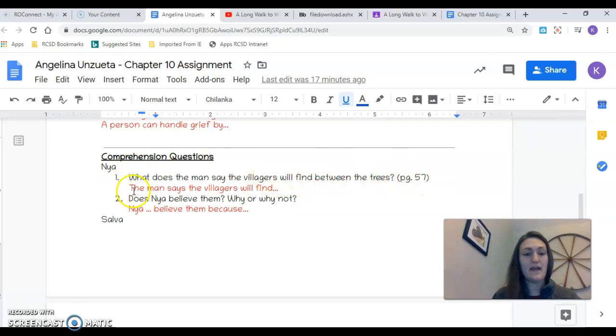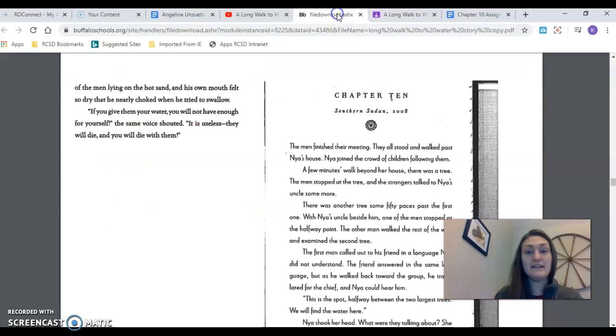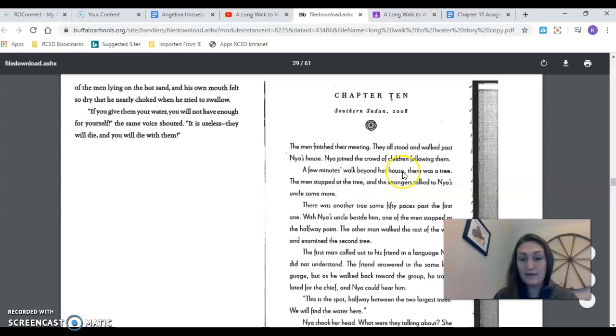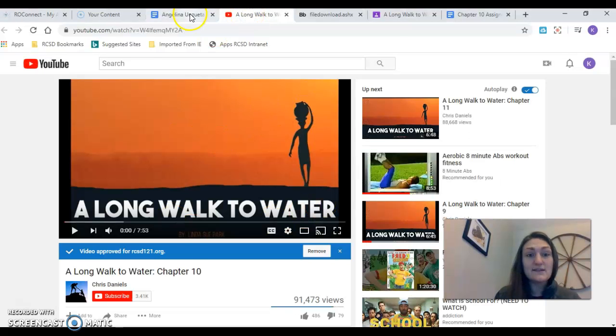Page 57. The man says the villagers will find, okay, so I'm going to go back into my reading up here, and I'm going to look for the part about the man and the villagers and try and find what he says. The man walked past the rest of the way and examined the second tree. And I would reread or re-listen if I needed to find that answer.